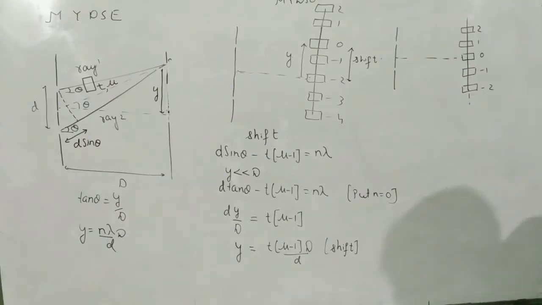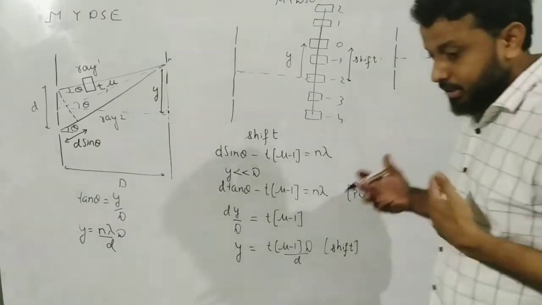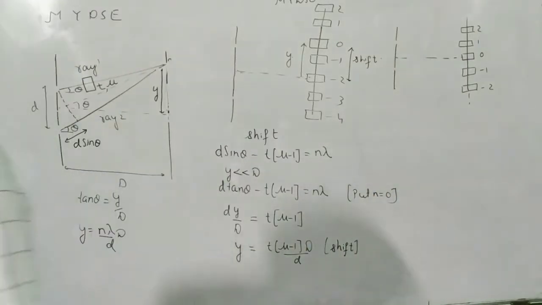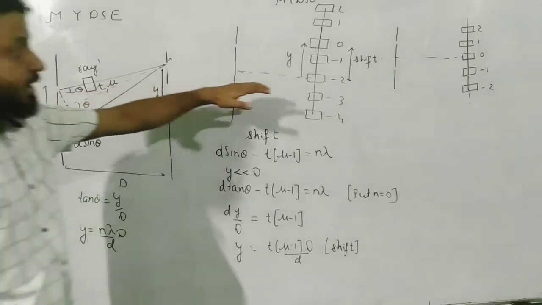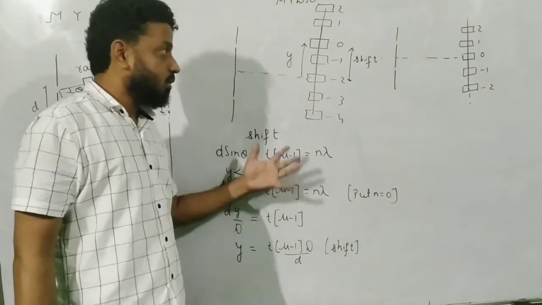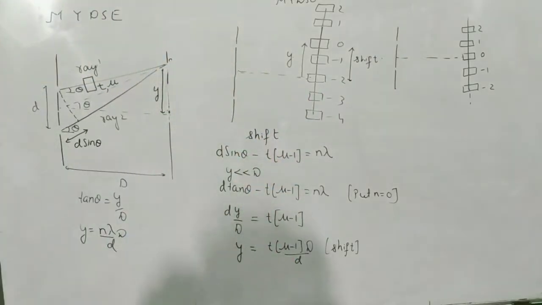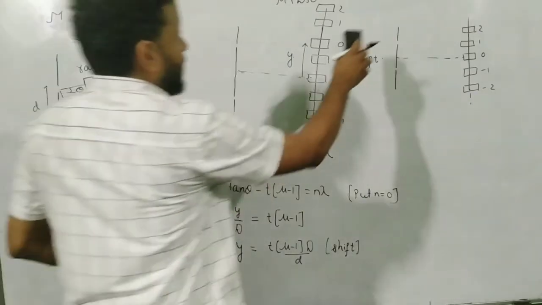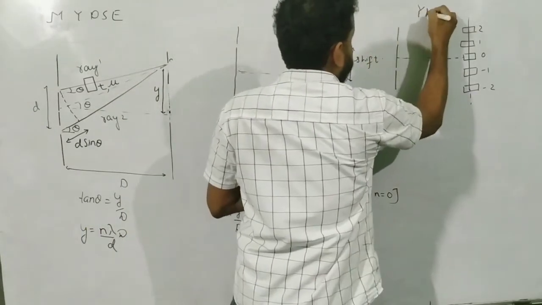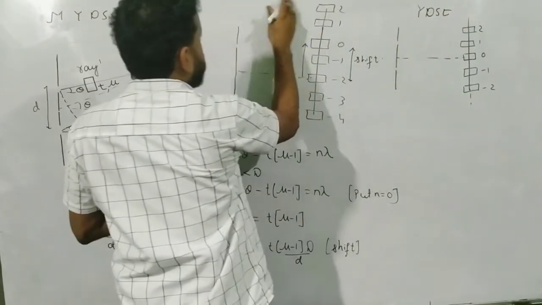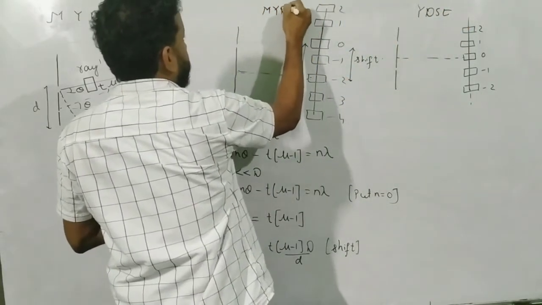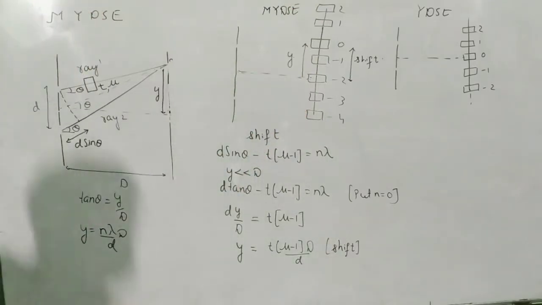So now I'm going to generalize it, and now you will feel that slowly things are getting clear. Just take a note of this concept of shift. Please draw this diagram so that you can understand the concept of shift. This one is YDSE, and this one is MYDSE. Now take a look.